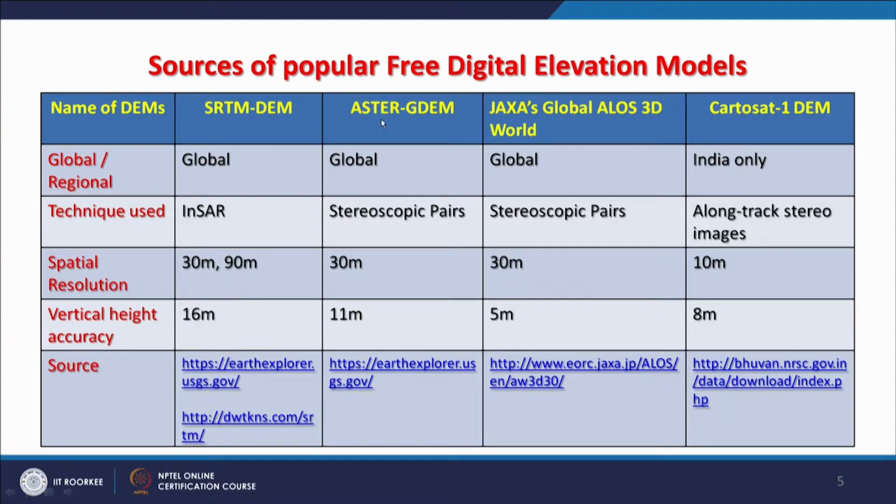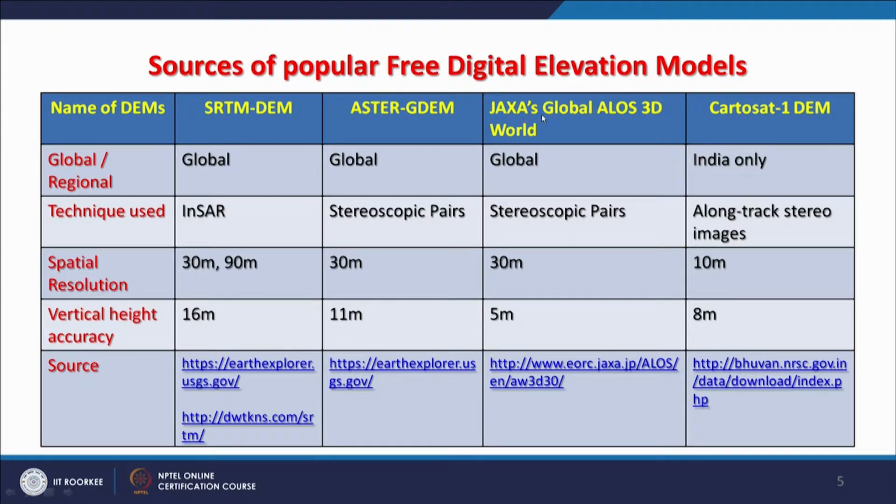If we go for ASTER GDEM, it has been generated using a different technique instead of InSAR. This is based on stereoscopic pairs or stereo pairs data using optical data. It is also a global digital elevation model. This has been generated at 30-meter resolution. There is a little improvement in the vertical accuracy. Instead of 16 meter, now it has 11 meter, and this can be downloaded from the Earth Explorer site of USGS.